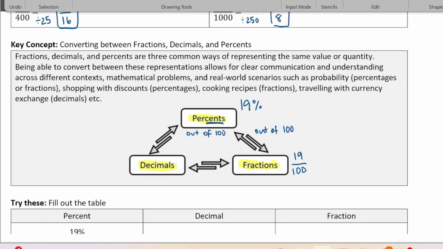For decimals, it means out of 100. So really we're talking about hundredths. So it's 19 hundredths or 0.19. Remember, this second number after the decimal place is called hundredths. Another way to do it on your calculator is this means divide. So you could just simply divide the fraction, 19 divided by 100, you get 0.19 or 19 hundredths. So that's how you convert.